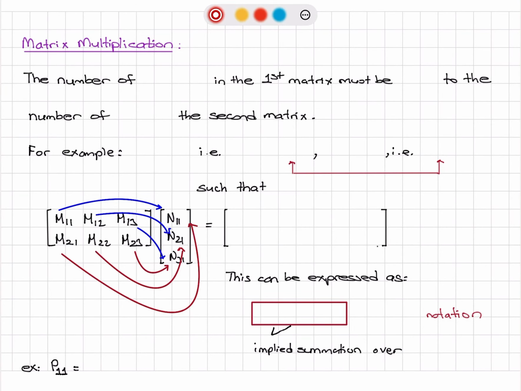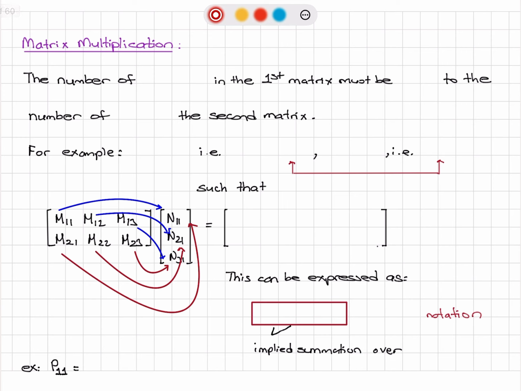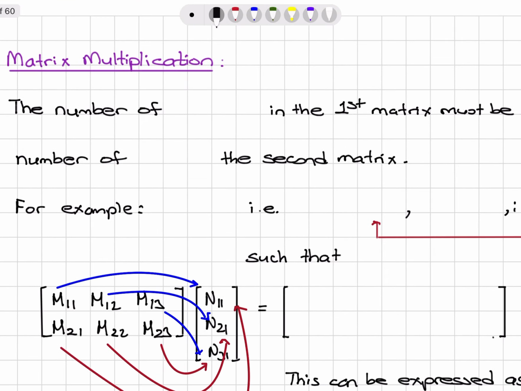Now we're going to talk about multiplication of two matrices. Remember, we have defined a matrix as a two-dimensional array of numbers where m sub ij is the ith row, jth column element of that matrix. Now, what is the condition to be able to multiply two matrices? The number of columns in the first matrix in the multiplication must be equal to the number of rows in the second matrix. So that's what we're looking for.